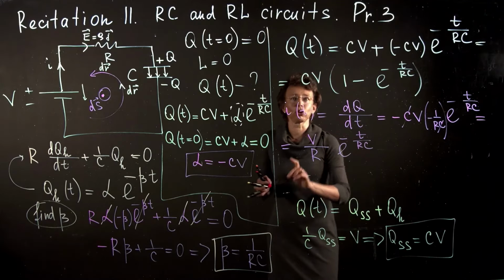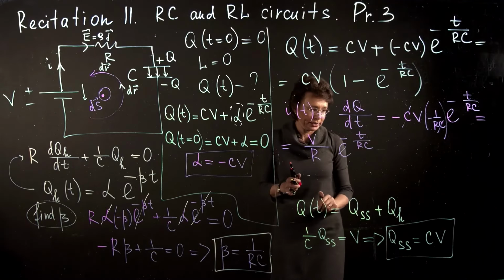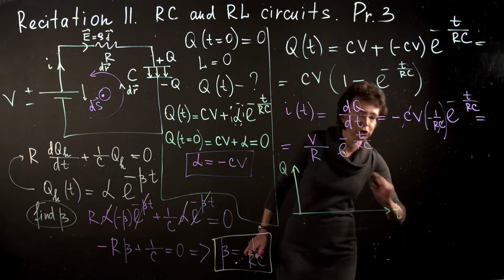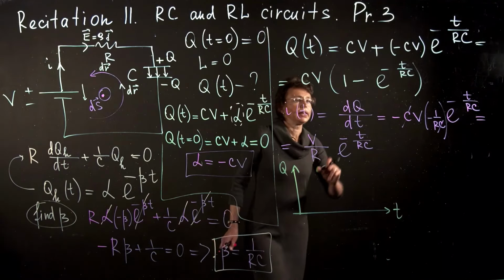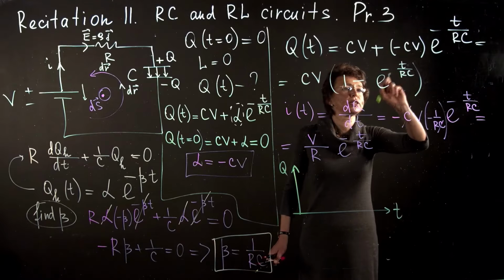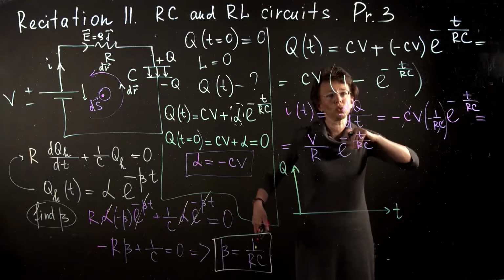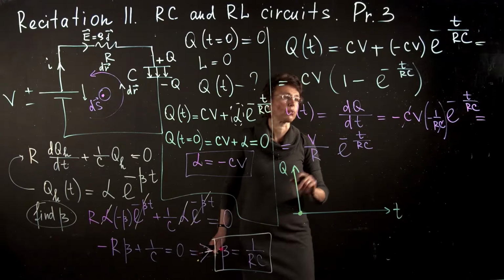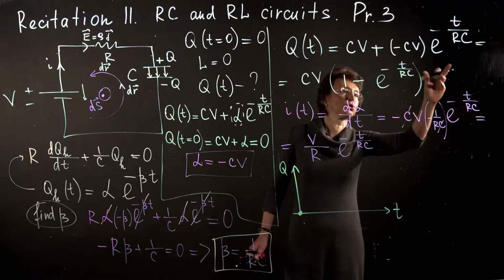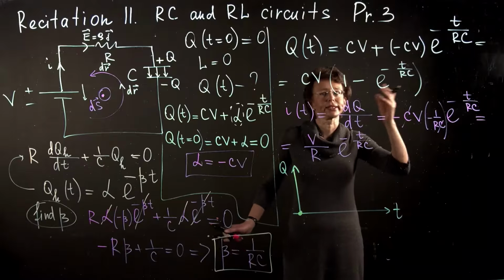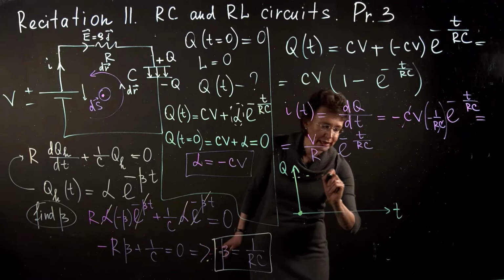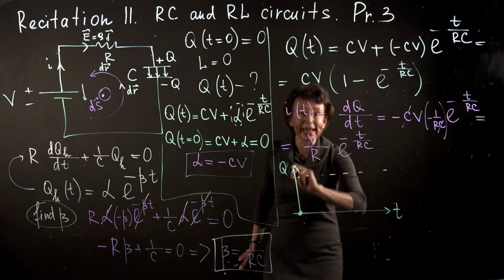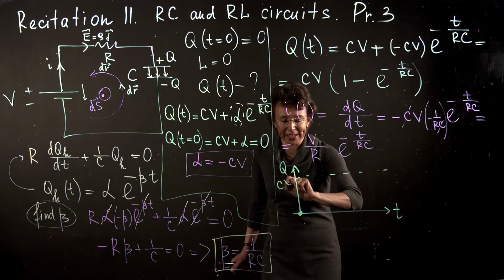And now let's plot both charge and current. Now let's plot Q as a function of time. At time moment 0, e to 0 is 1. 1 minus 1 is 0, as it should be. At time moment 0, charge was 0. As time tends to infinity, 1 over infinity is 0, so asymptotically it will be approaching CV.